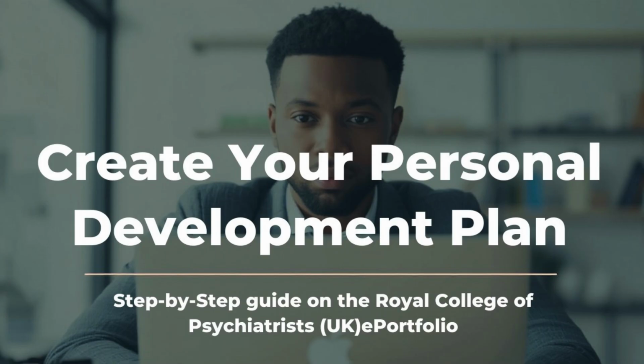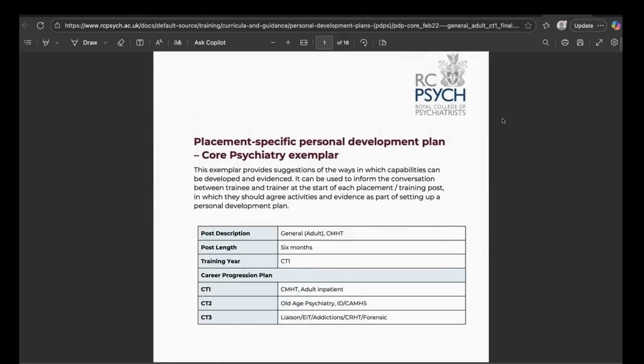Let's go straight into an example from the college site of a placement-specific PDP. Following that, we'll go into the portfolio and I'll demonstrate how to set that up. Now, over here is an example by the Royal College of Psychiatrists of a placement-specific PDP, and on the online portfolio, you'd see this as PSPDP. This is, for example, for someone who is in a general adult posting or a community mental health team, 6 months, and this is a CT1.